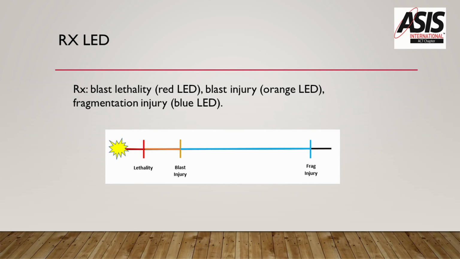So diagrammatically, it looks like this, that there's the seat of the explosion. If your red light goes on, it means that the person, or the object that we're testing, was within range of the lethal explosive load. The orange LED indicates that the person will have been injured by blast, and the blue LED, which is much further out because fragments will travel much further than blast, indicates that for that given charge weight and type of explosive, it's expected they will have been struck by fragments.